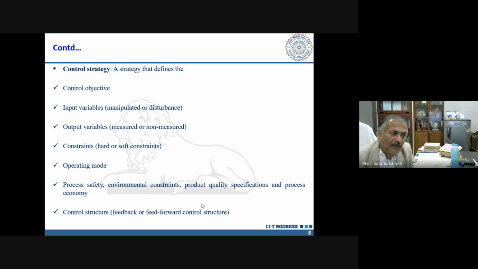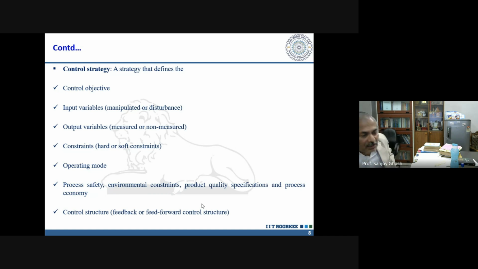Then output variables are of two types. One is measured and another is non-measured. So sometimes we measure the output variable. Here in the temperature control case, I showed that after the temperature comes out, we measure the temperature and it gives feedback to the controller. So naturally, this is measured. Another, sometimes, is non-measured. So these are output variables. Then constraints can be of two types: hard constraint and soft constraint.